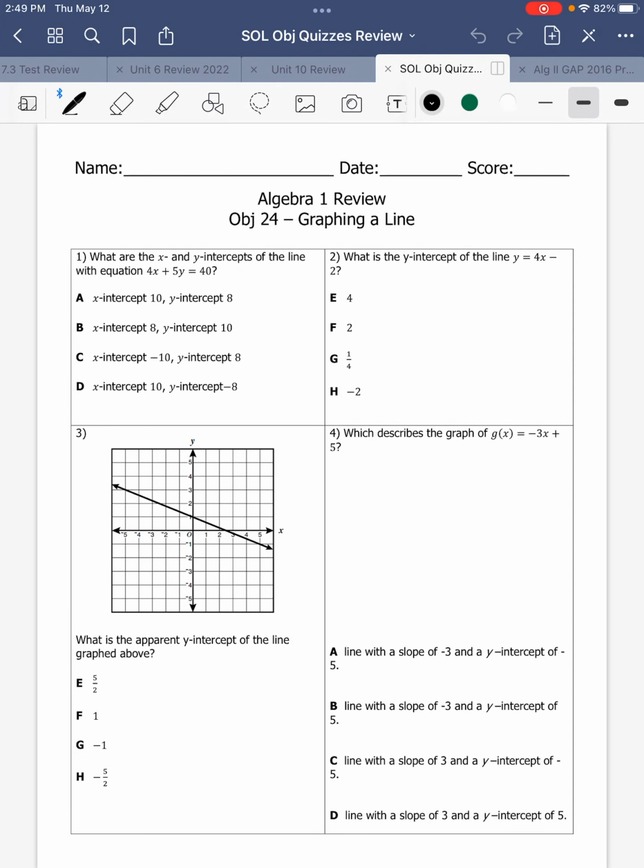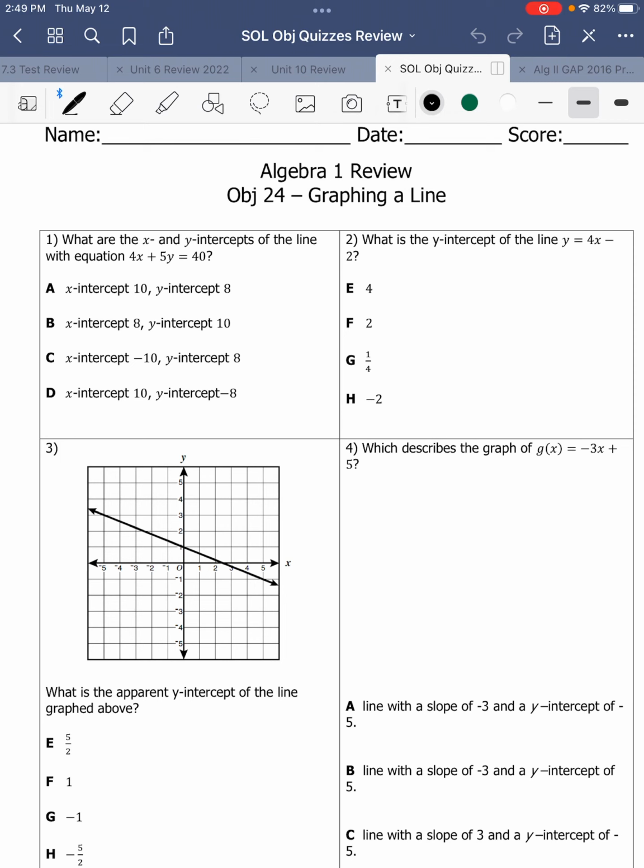Alright, today we're going to do SOL review on graphing a line. So graphing a line, there's really not too much to it. There are no SOL test-taking strategies here. I'm just going over some problems so we can review what these are. You will find quite a few of these on the test, so let's get started.